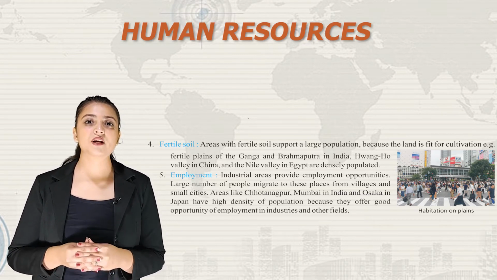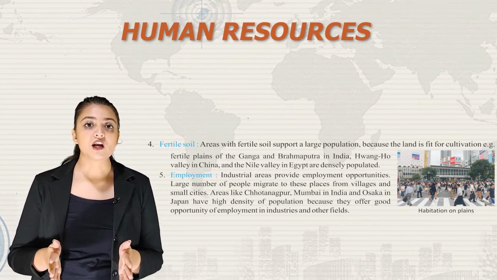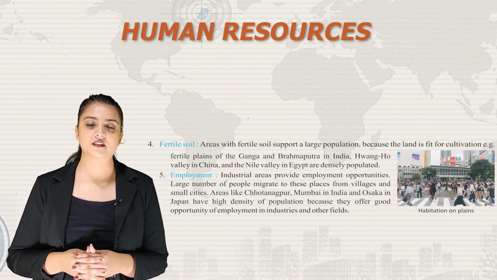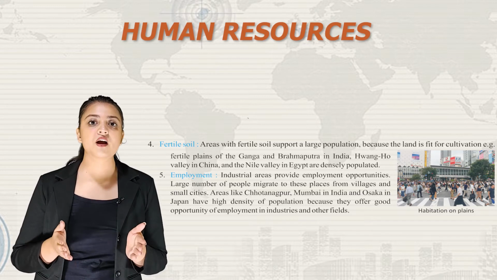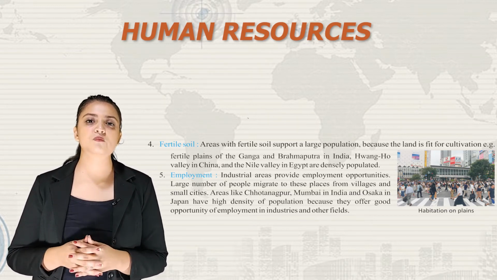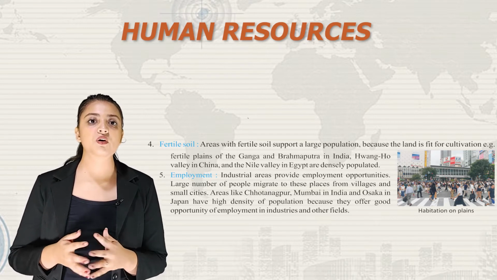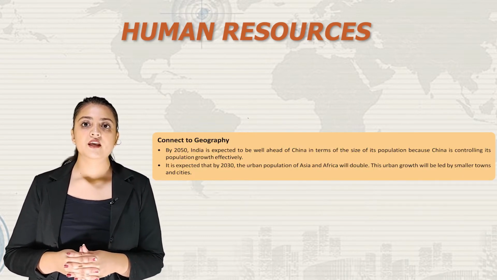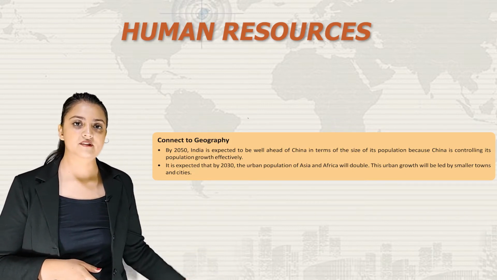Fifth, we have employment. Industrial areas provide employment opportunities. Large number of people migrate to these places from villages and small cities. Areas like Chota Nagpur, Mumbai in India and Osaka in Japan have high density of population because they offer good opportunity of employment in industries and other fields. Here is an image of habitation on plains.